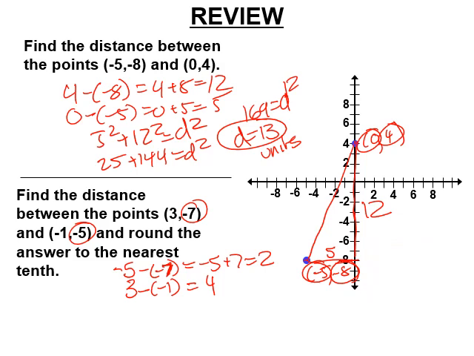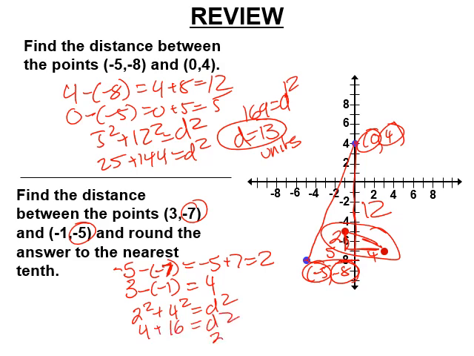Let's see those 2 points before I do that. Those 2 points are right here. They're really close to each other. There they are. So it's 2 and 4. All right, so I'm going to work over here. So 2 squared plus 4 squared equals distance squared. 4 plus 16 equals D squared. So D squared equals 20. So D equals positive square root of 20.